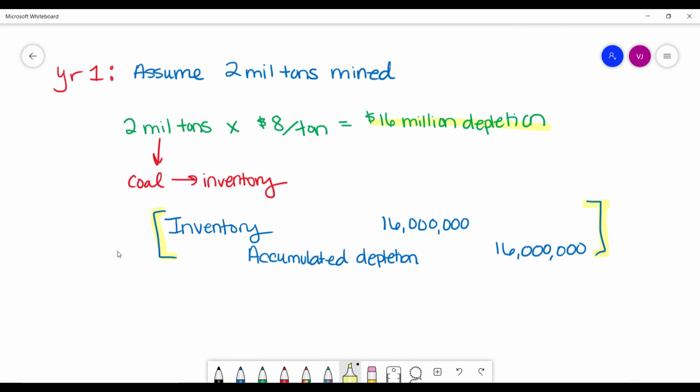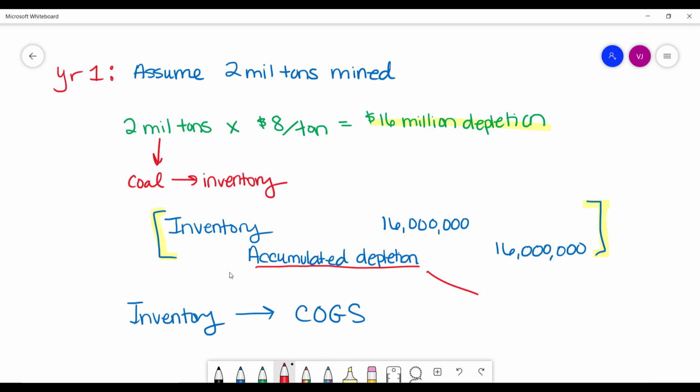Once that coal is mined and added to the inventory account, we can sell that inventory. Once we sell some or all of our coal, the cost of that is going to be moved from inventory into cost of goods sold. And accumulated depletion, just like accumulated depreciation, is a contra asset account. It represents the portion of the mine that has essentially been used up or depleted to date.